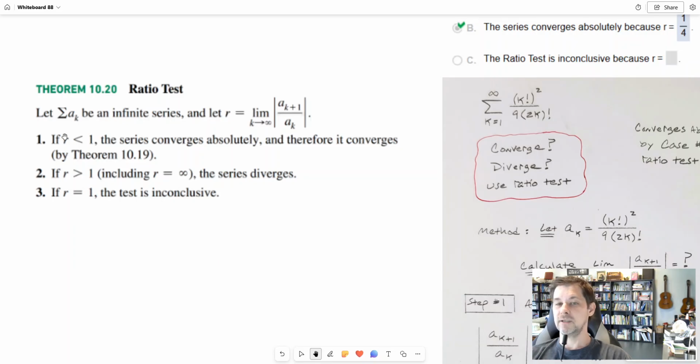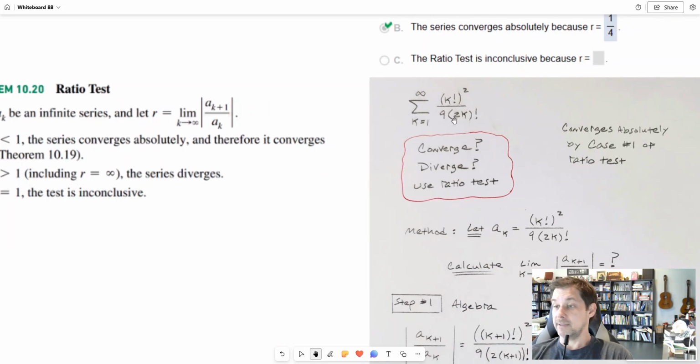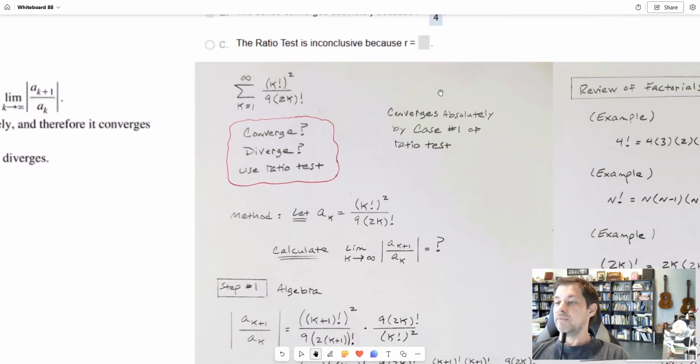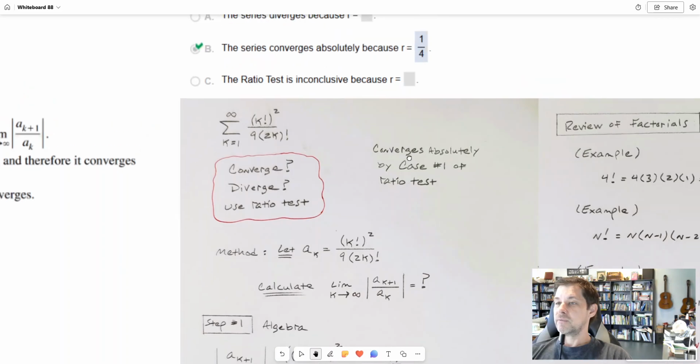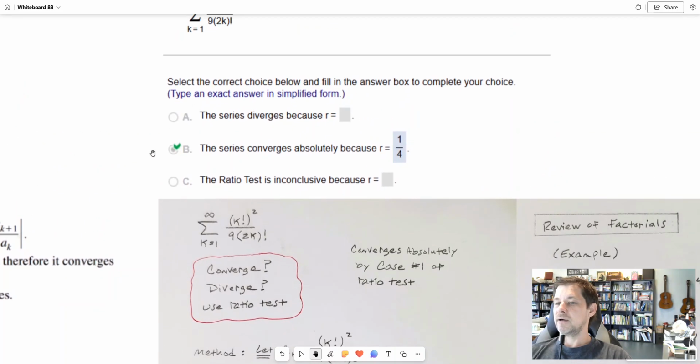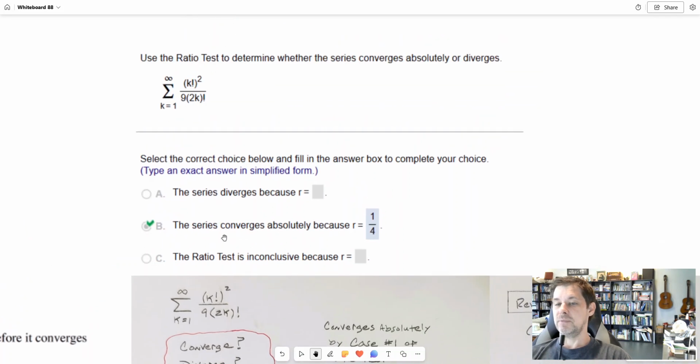If r is less than 1, we're in case 1. If r is more than 1, case 2. If r is 1, case 3. We got 1/4, so we're in case 1, and it means the series converges absolutely, which means that the series as it is converges, okay? So, all right, my conclusion: it converges absolutely by case 1 of the ratio test. So the selection for an answer, at least on my MyMathLab, fits into B. It converges absolutely because we got r, that limit from the ratio test, to be 1/4.